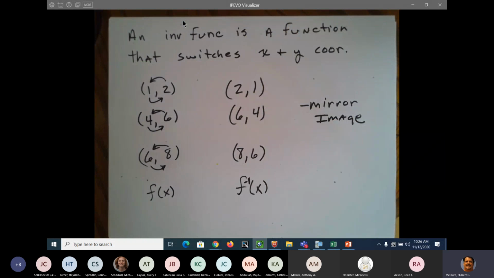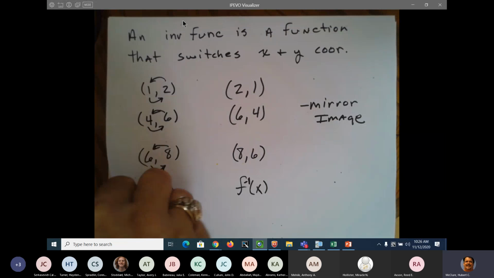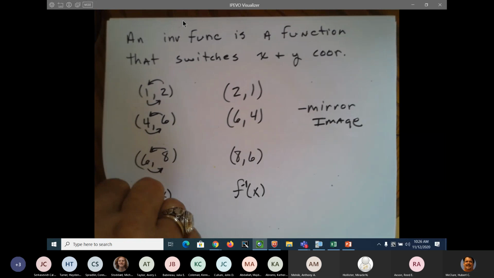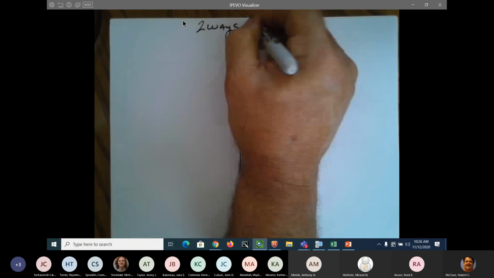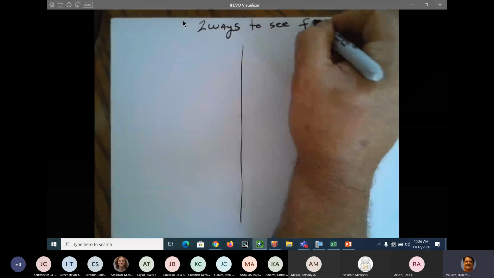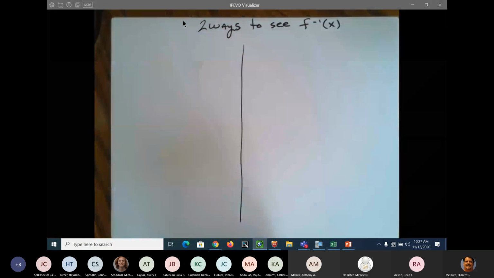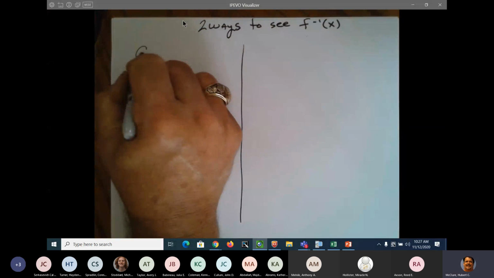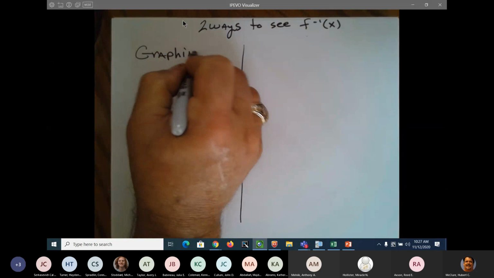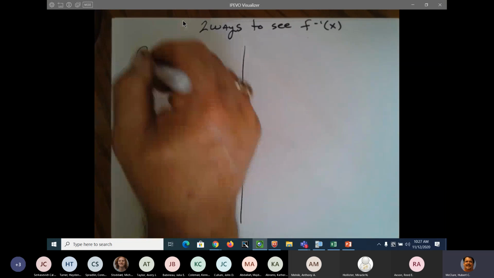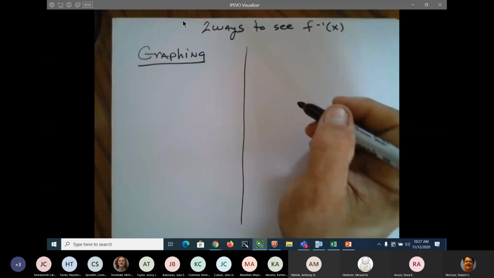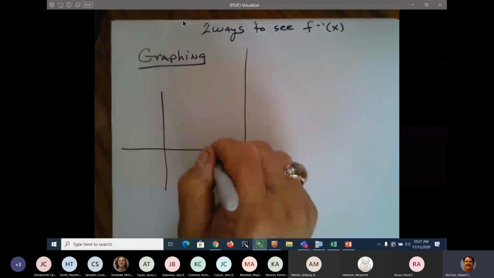Now there's two ways to see an inverse function. One is by graphing it. I'll show it to you in just a minute. It'd be better if I did it on a calculator. Well, here's an example of an inverse function.